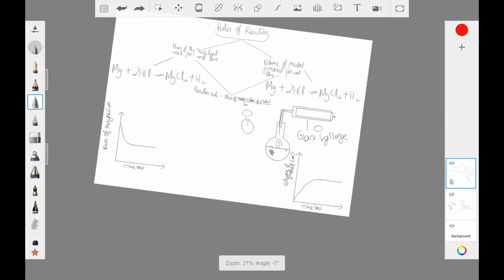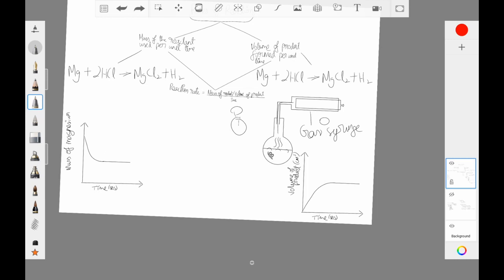So those are the two graphs. You really need to know how to interpret the two graphs. Again, the steeper the curve, the greater the rate of reaction. And usually the rate of reaction is greatest at the beginning of the reaction. Now we'll be looking at some factors that affect the rate of reaction and how they change them. And we'll also be talking about the collision theory alongside it.